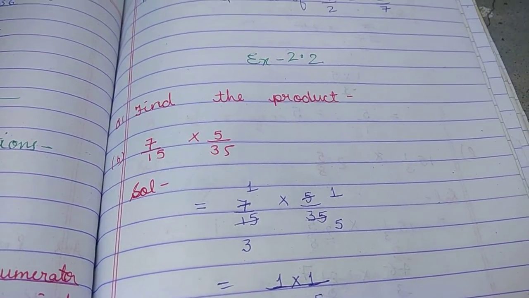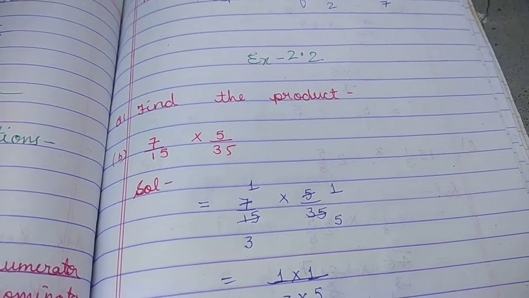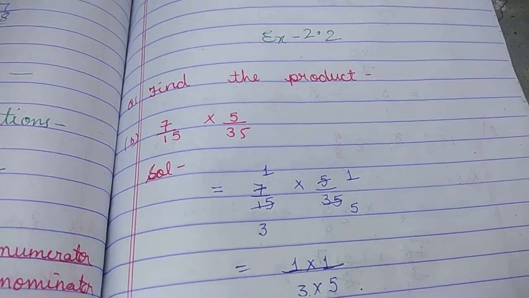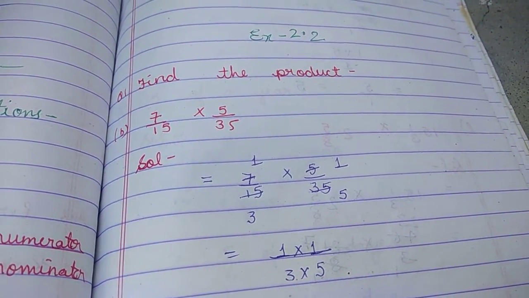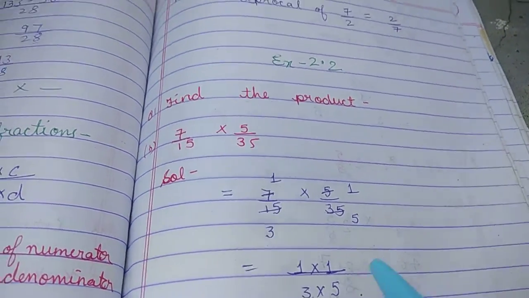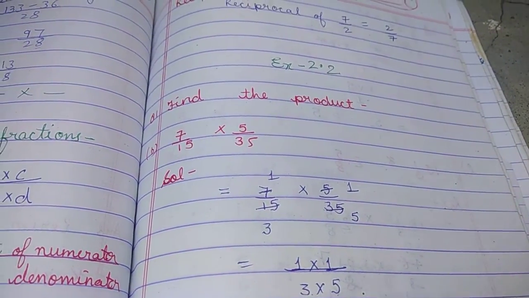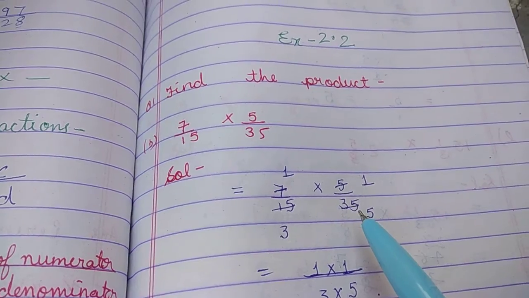So starting with exercise 2.2. First question is find the product of 7 upon 15 and 5 upon 35. So just copy down the question as it is: 7 upon 15 multiplied by 5 upon 35.